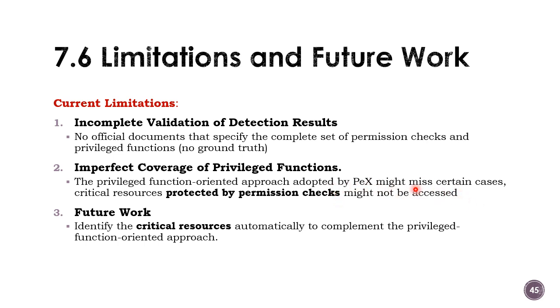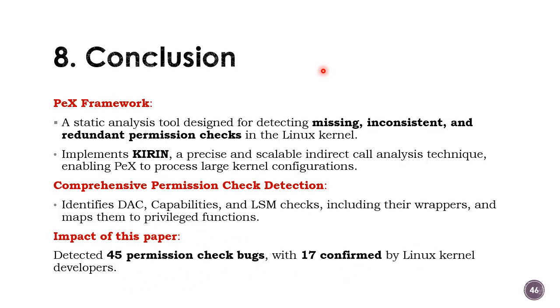The current structure could miss some certain cases of permission checks. And the future work, as can be seen for the second one, is the continuous point that the paper says is better to identify the critical resources, and this is the future work idea. So the last part of this paper is the conclusion.